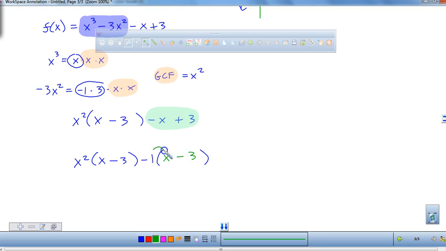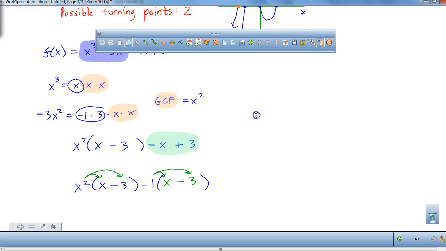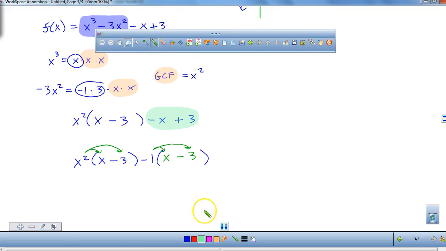So how do you check your work? You check your work by using the distributive property. And you'll notice the distributive property, if you use it, will get you back to your original function. Okay. Now, x squared times x minus 3 minus 1 times x minus 3 right here. These actually now share a common factor. You'll notice that this x minus 3 and this x minus 3 are the same.